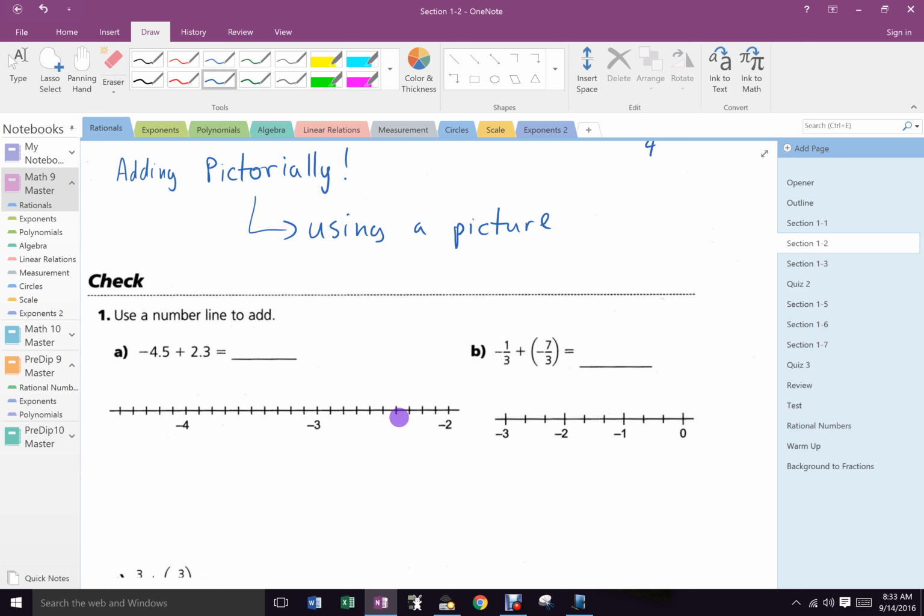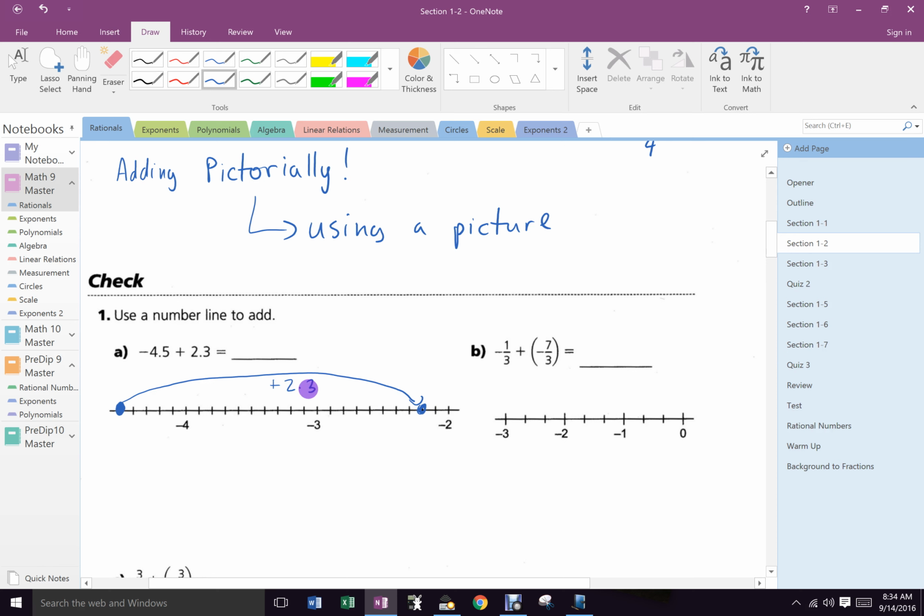So where do I start for A? Which is where, TJ? How many steps? 5. So I'm going to start right here at negative 4.5. And then what? So what direction is positive? So to the right, I go 2.3, yeah? Which is 23 little steps, right? Because the steps are a tenth. 0.5. There's our plus 2.3.